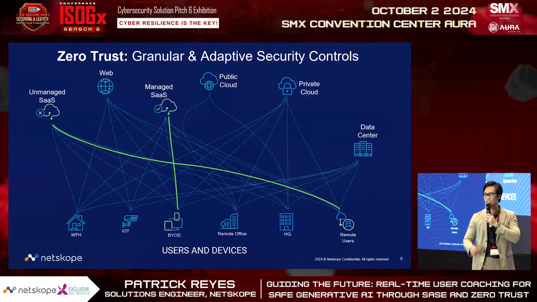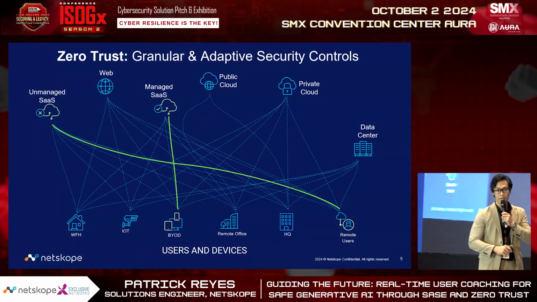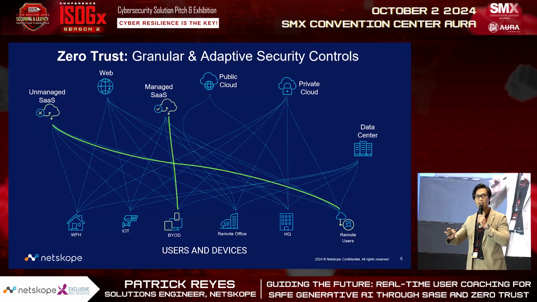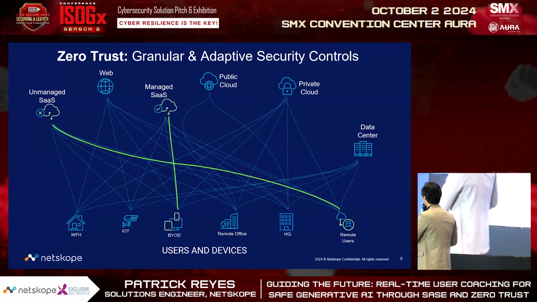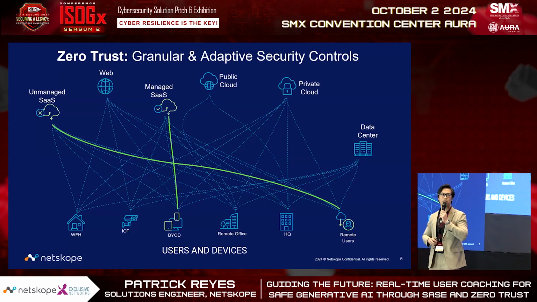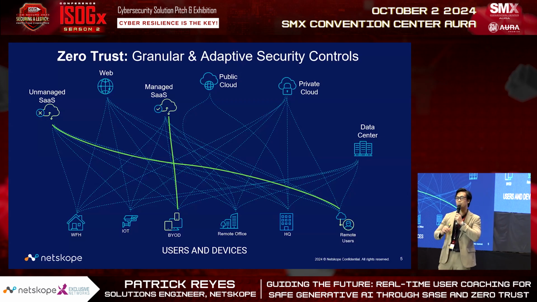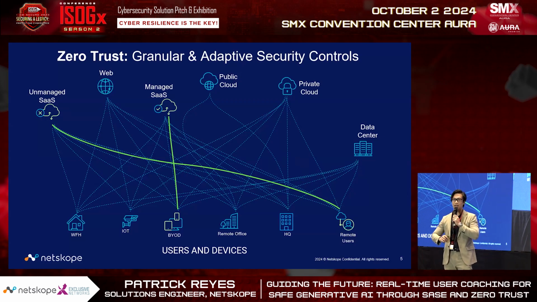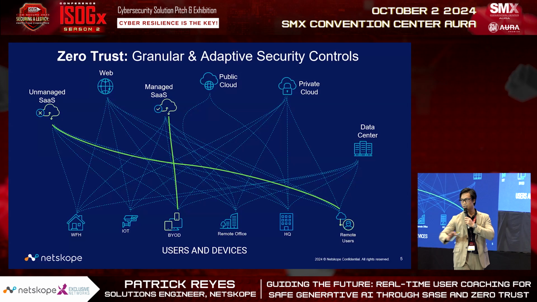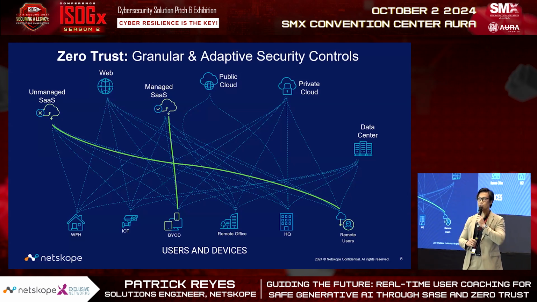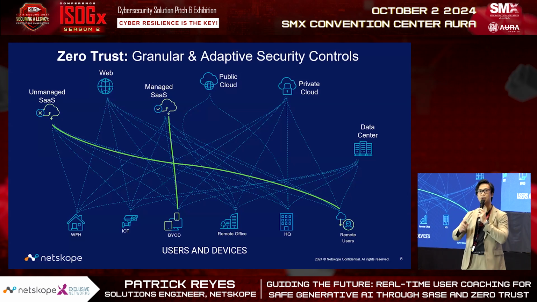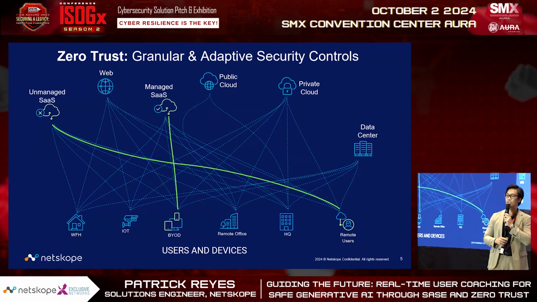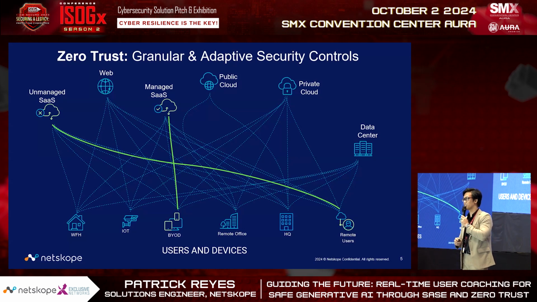And that's where zero trust comes in. With zero trust, we're elevating every security access control to another level. This is how we make sure that we have granular and adaptive controls. So imagine every user, wherever they are, whatever devices they're using, we provide access to any destination. It includes websites, cloud applications, private applications, and even Gen AI applications.